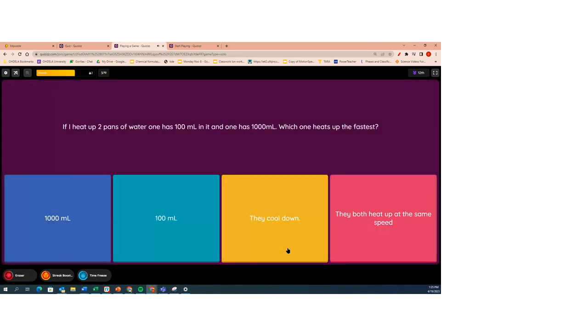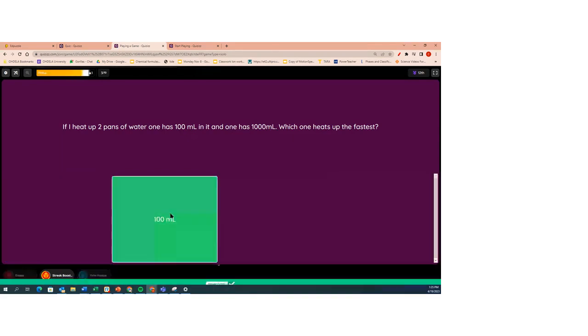Won't use my booster here. If I heat up 2 pans of water, one has 100 milliliters in it and one has 1,000 milliliters, which will heat up faster? Well, as we said, in the specific heat, the less water you have, the quicker it will heat up.